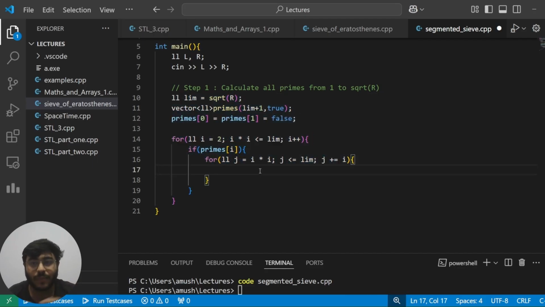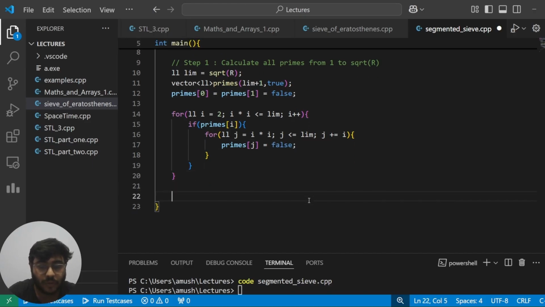Okay, because here R is small, we are taking sqrt_r. That's why sqrt_r is around 10 to the power of 6. So what will we do here? First, we will extract all the prime numbers in this range. So what do we do? We mark primes of J as false, meaning these numbers are not prime. Okay, so this is done. Marking of primes is done.